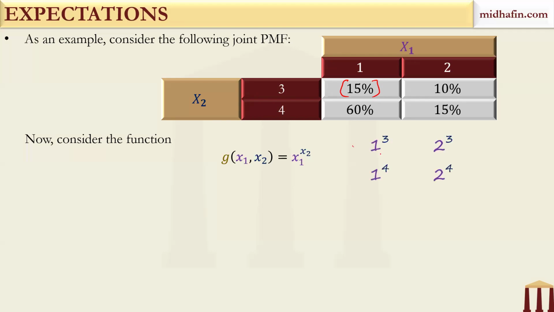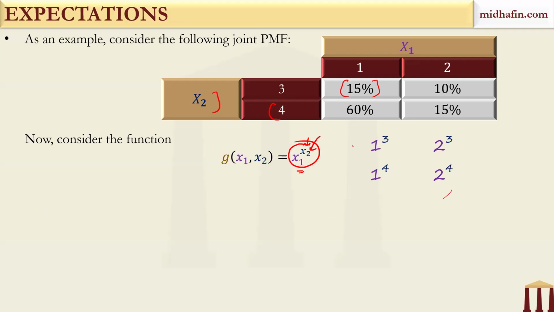You have x1 as the base and x2 as the power or exponent. So 1 raised to the power 3, 2 raised to the power 3, 1 raised to the power 4, and 2 raised to the power 4. Why can you not have 4 raised to the power 2 as any outcome? Because as per the function, x2 has to be in the power, not in the base, and 4 is x2, not x1. So the four outcomes are clear, right?